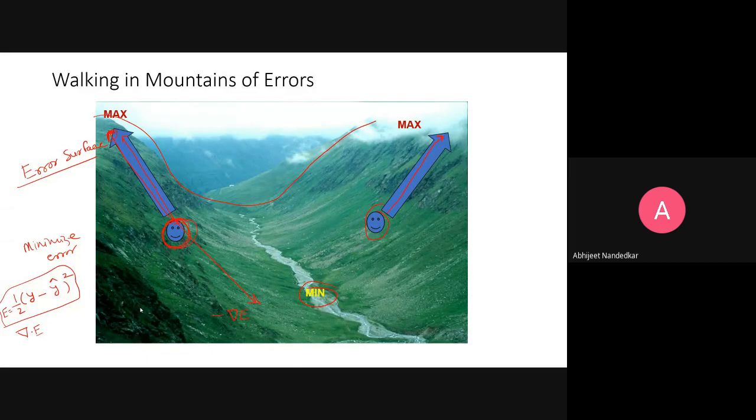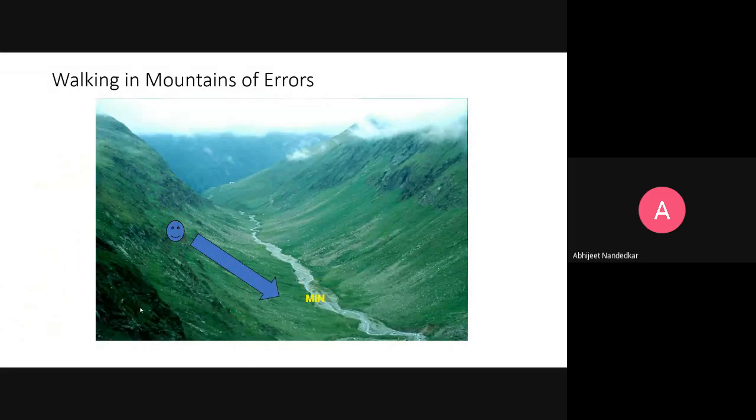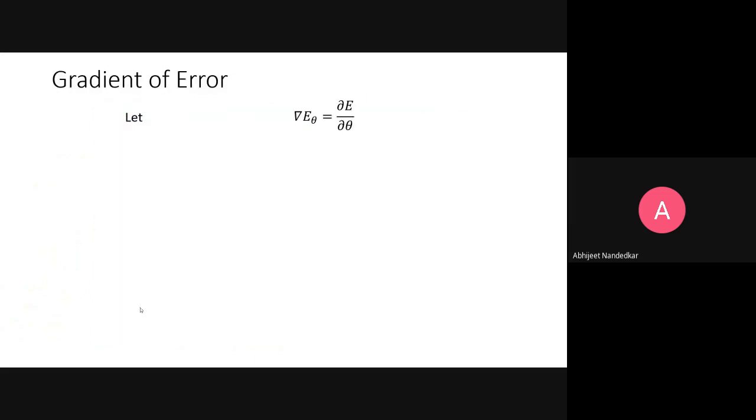So we will walk on the mountain such that our error is minimized, not maximized. So the direction is negative gradient of error. This is a very simple idea, and we will see now how we can implement this idea.